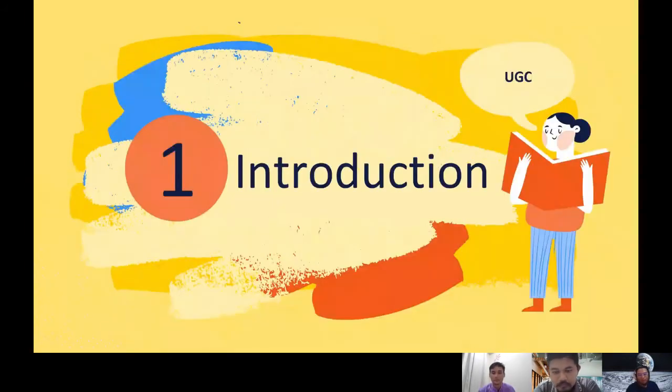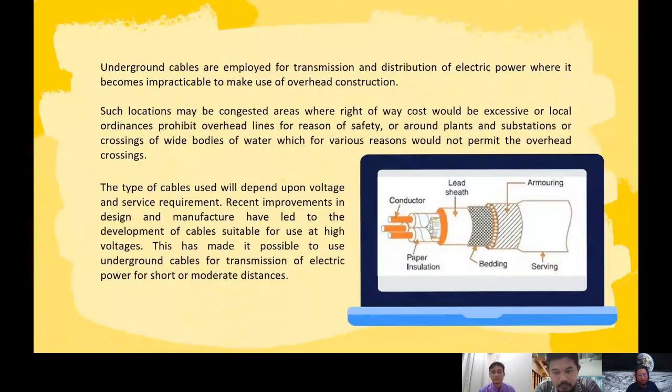Introduction. Underground cables are employed for transmission and distribution of electric power where it becomes impracticable to make use of overhead construction. Such locations may be congested areas where right-of-way costs would be excessive or local authorities prohibit overhead lines for reasons of safety, or around plants and substations, or crossings of wide bodies of water, which for various reasons would not permit overhead crossings.